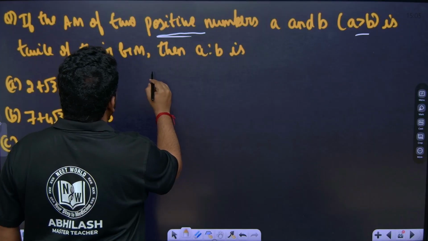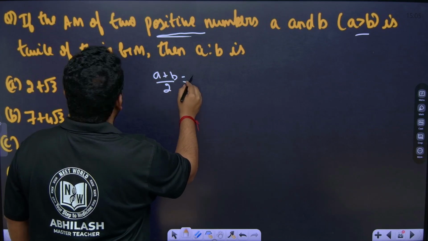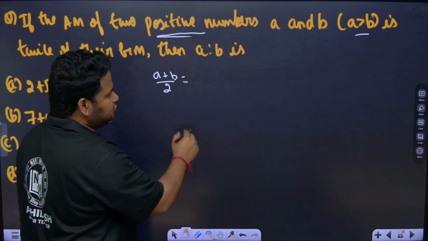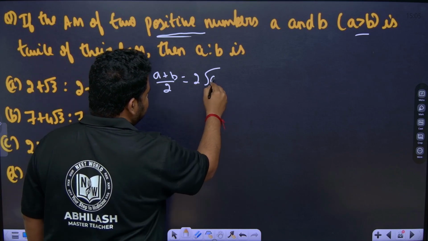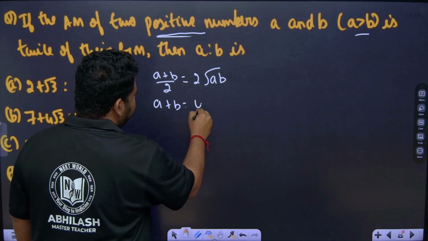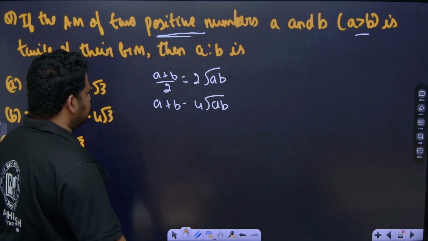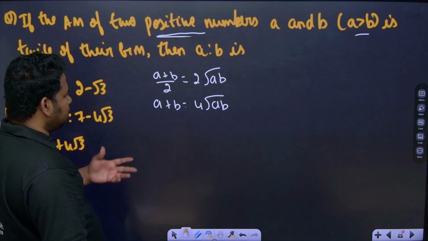So the arithmetic mean is what? (a plus b) by 2 is equal to what they are telling? Twice of their geometric mean. Twice of their geometric mean is 2 times root ab. So this will become a plus b is equal to 4 times root ab. Okay, you can apply componendo and dividendo, or you can solve like this also.